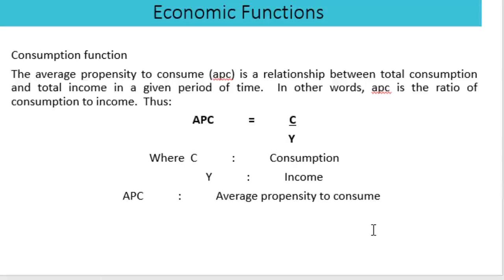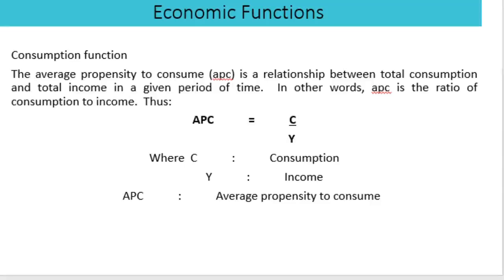Some of the concepts related to the consumption function are given here. The first term is the average propensity to consume, APC. APC is the relationship between total consumption and total income in a given period, or the ratio of consumption to income. That is, APC equal to C by Y, where C is the consumption and Y is the income. It is the consumption per unit of income.